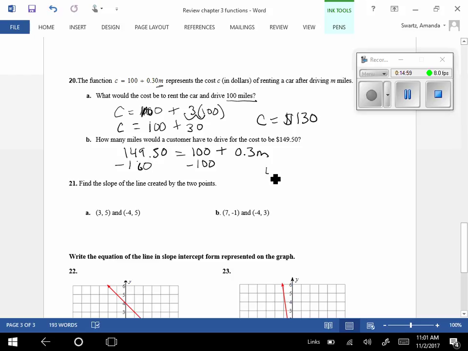Okay, so I get 49.50 equals 0.3m. To get m alone, we would divide by 0.3. So when we divide by 0.3, we get m is equal to 165 miles.